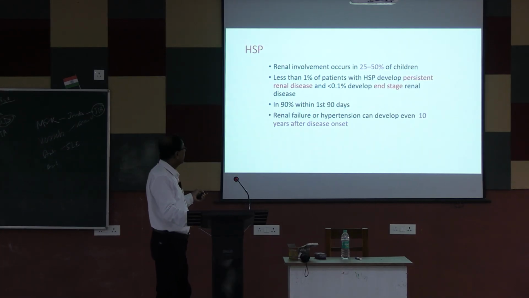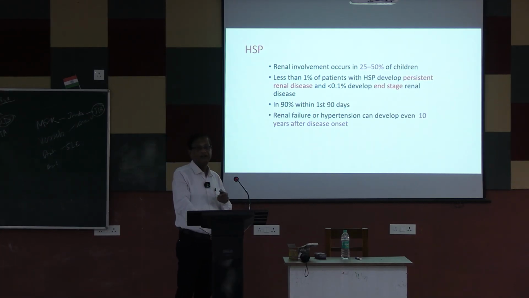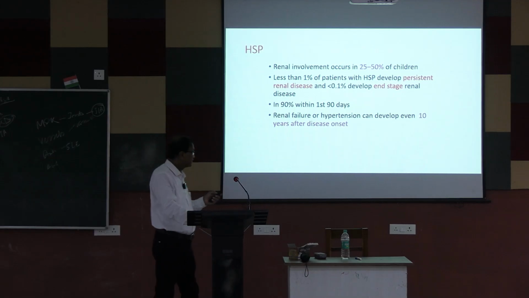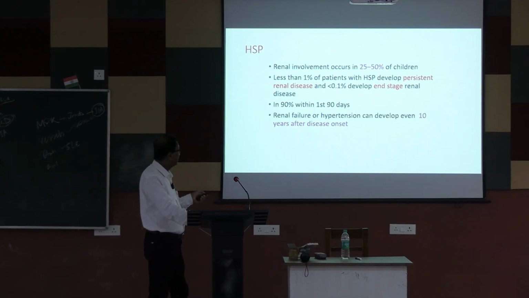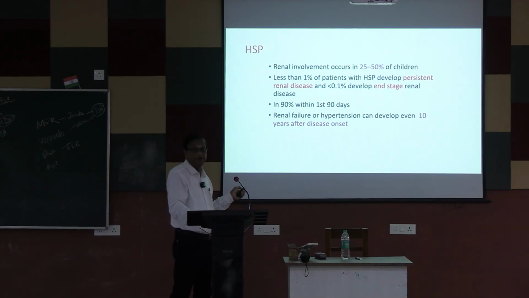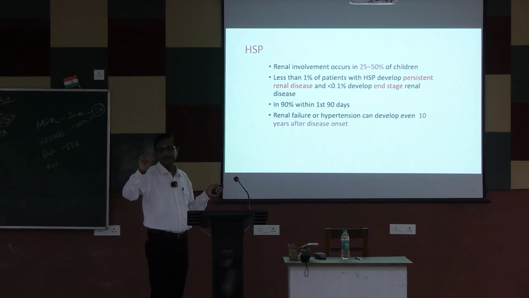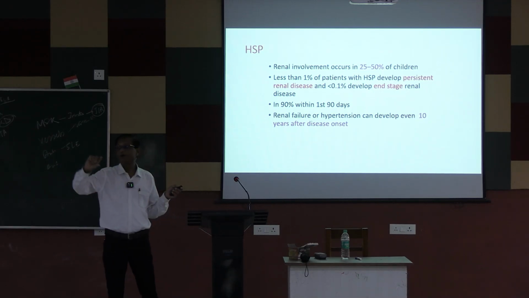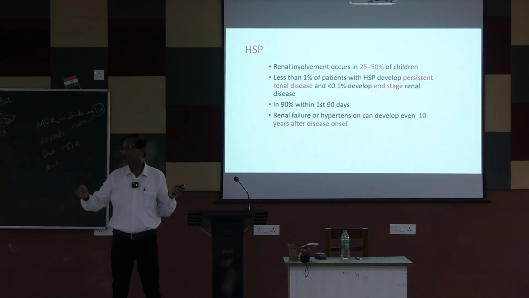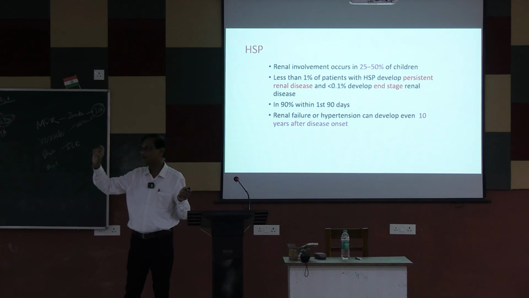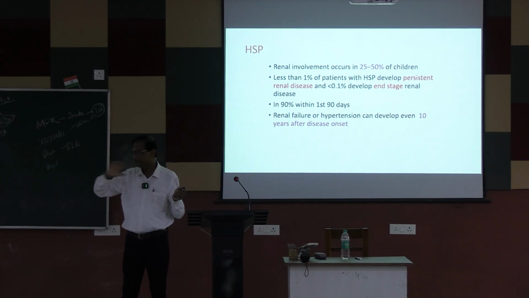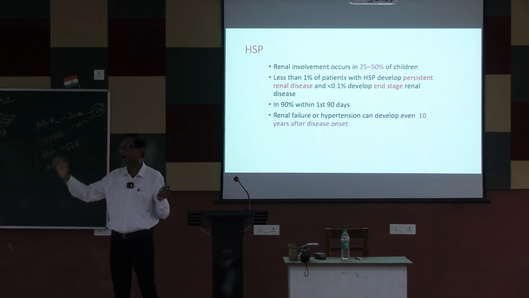Next is renal involvement. 20 to 25% of children can develop it, but severe renal disease occurs in less than 1%, and in 90% it appears within 90 days. The patient may initially not have renal involvement, but over a 90-day period can develop it. So you will have to follow for at least 90 days. That extended period means you will have to follow for 1 year.